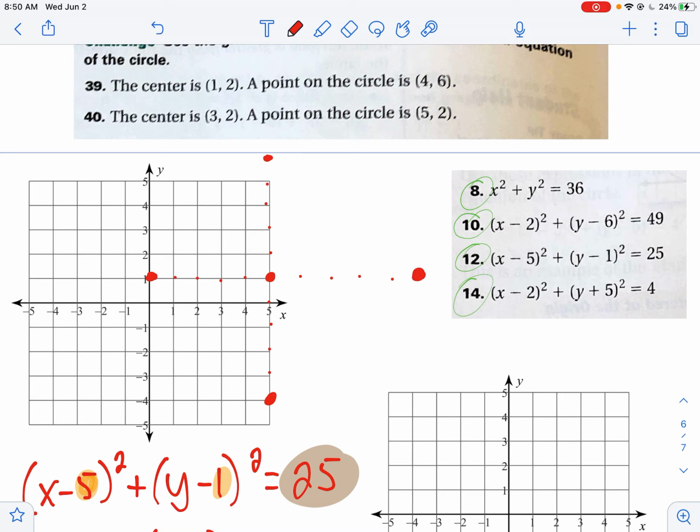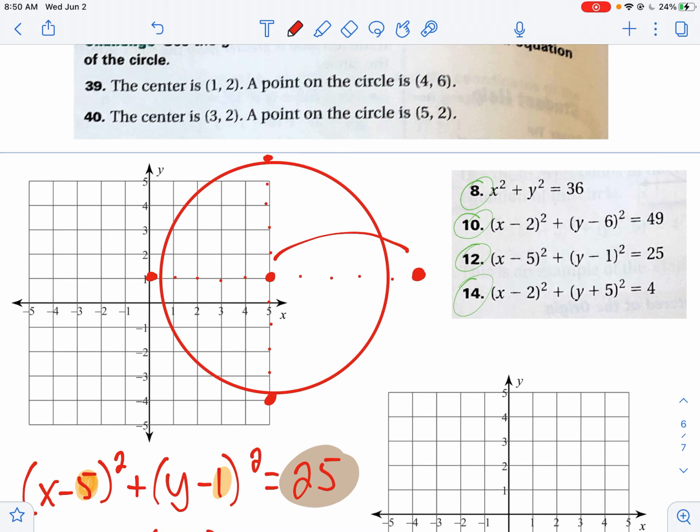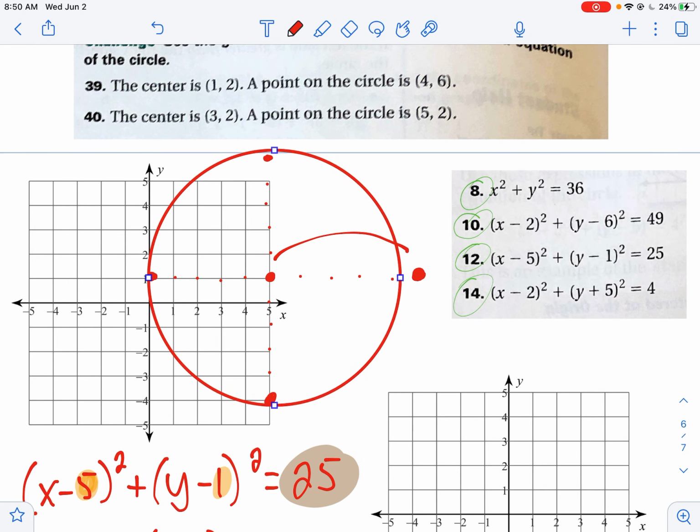Now, if you're doing this by hand, you can use a compass and then just extend the compass from the center to one of those points and then just go around in a circle like so. Luckily, I have Notability, so I can make a pretty good circle, and then I can just kind of tidy it up a little bit.